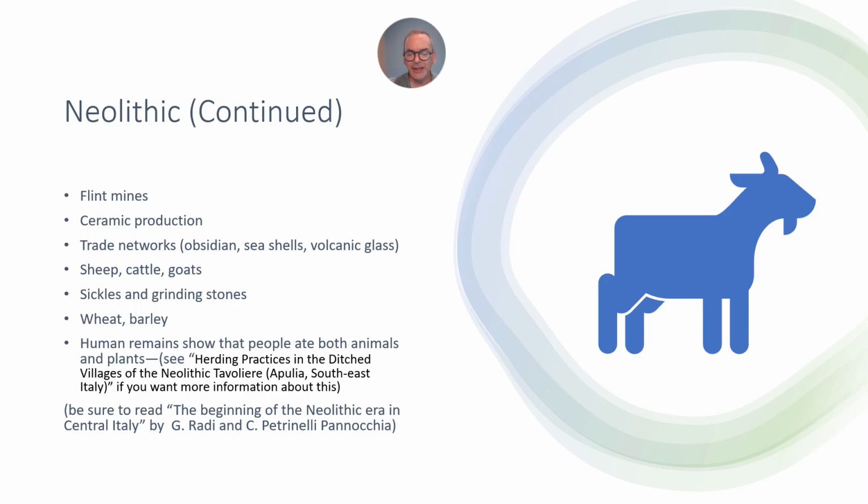So there are some really fascinating studies on teeth where you can take a cross section of a tooth, do some chemical studies, and discover whether people are eating plant material primarily or meat. And sometimes they can even tell what type of meat it is or grain based on the leftovers on the teeth. And just a reminder to make sure you read the other article, The Beginning of the Neolithic Era in Central Italy, because it's got some pretty fascinating stuff.